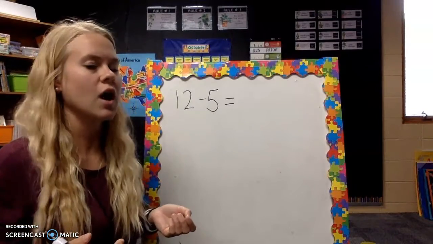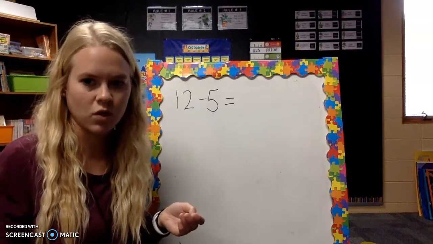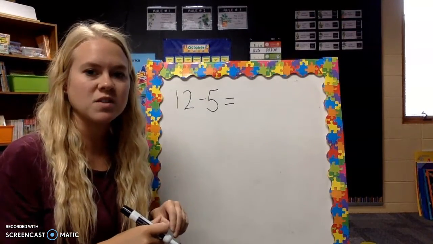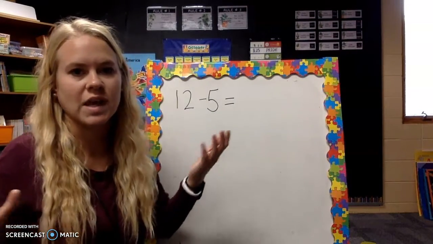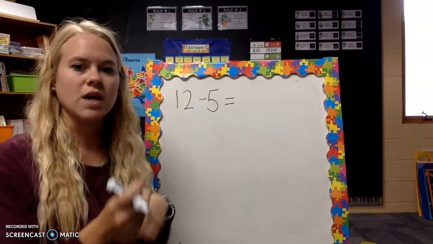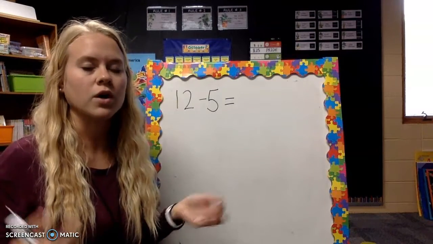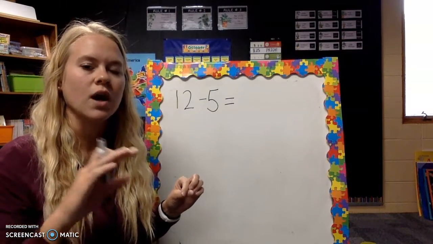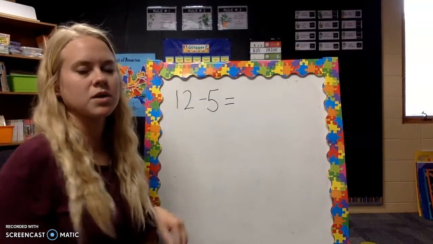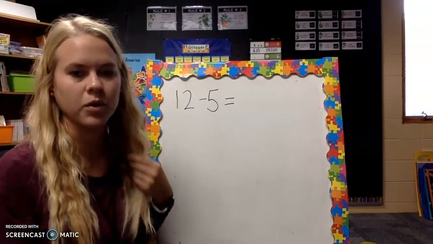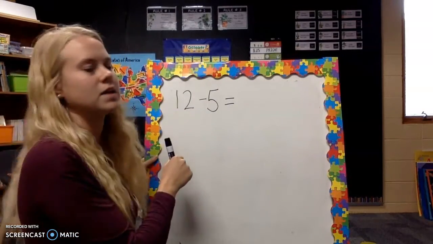Now, since you're at home, you can choose how you want to solve this. You can draw on your piece of paper, you can use pictures. If you have something that you could use like counters, you could use anything at your house, or you can try to do other strategies that we've been learning. So today for this one, I'm going to show you how we can draw pictures on our paper to help us solve 12 minus 5.